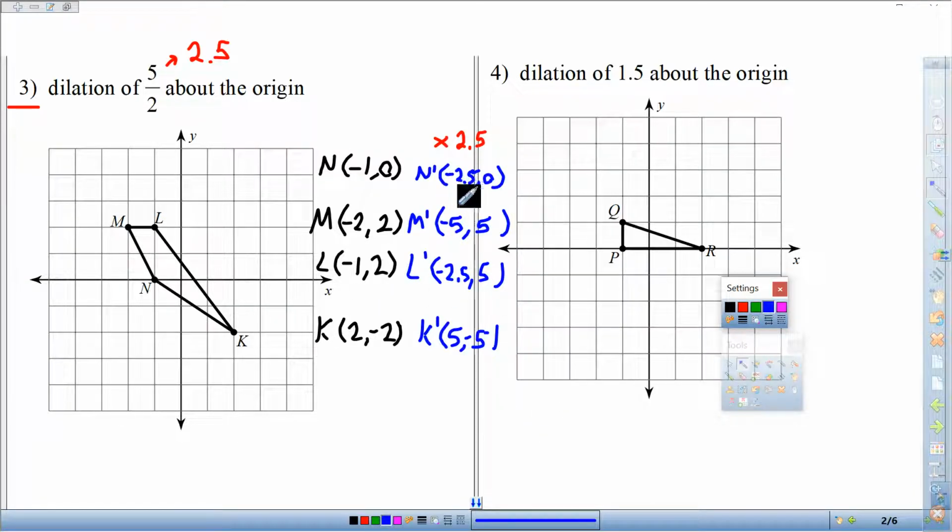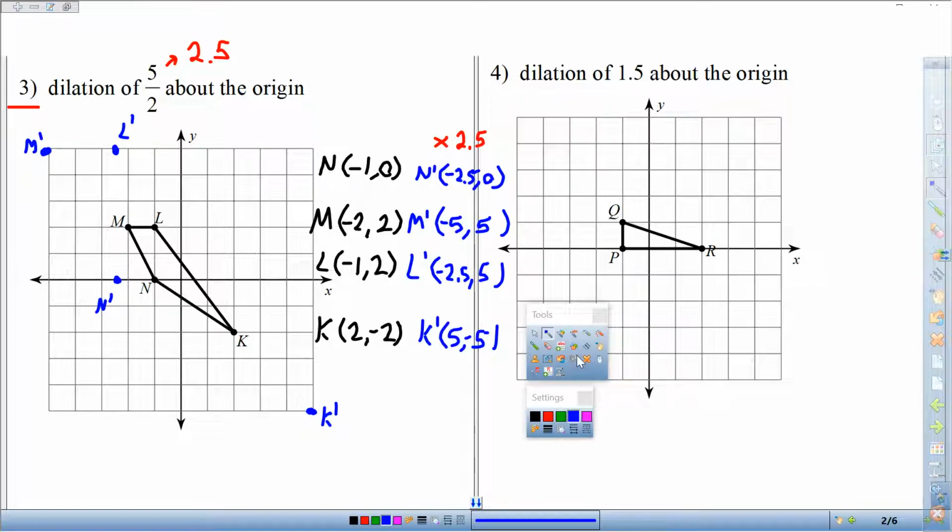So for -2.5, 0, that means we're going -2.5 on the x, 0 on the y. So there's my new N. -5, +5, there's my new M. -2.5 on the x, +5 on the y is L. And the new K, +5, -5.